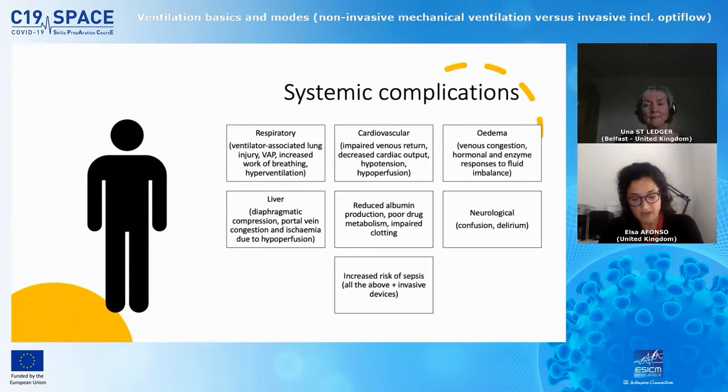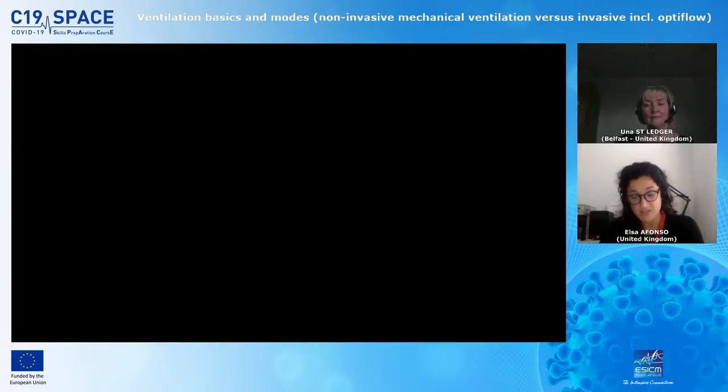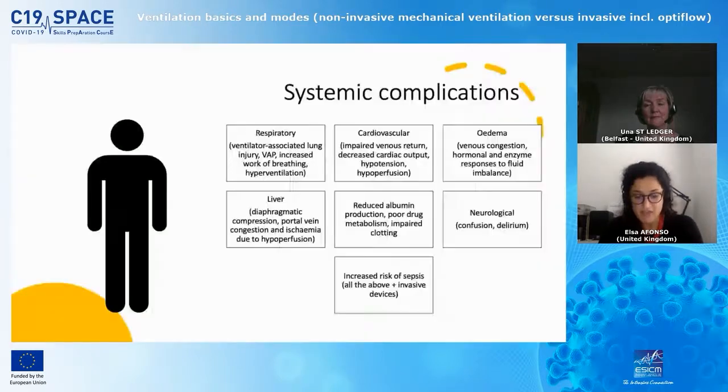There are also cardiovascular impacts of ventilation that include impaired venous return, decreased cardiac output, hypotension, and hypoperfusion. Edema due to venous congestion may occur, with both hormonal and enzyme responses to the fluid imbalance caused by the cardiovascular issues. The liver may also become affected due to diaphragmatic compression, portal vein congestion, and ischemia due to hypoperfusion. And all of this can cause a reduction in albumin production, poor drug metabolism, and impaired clotting.